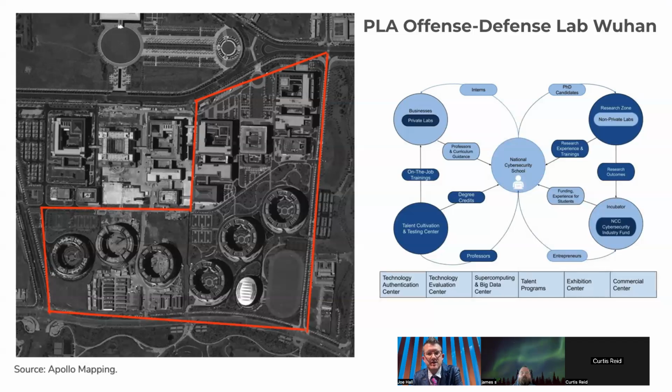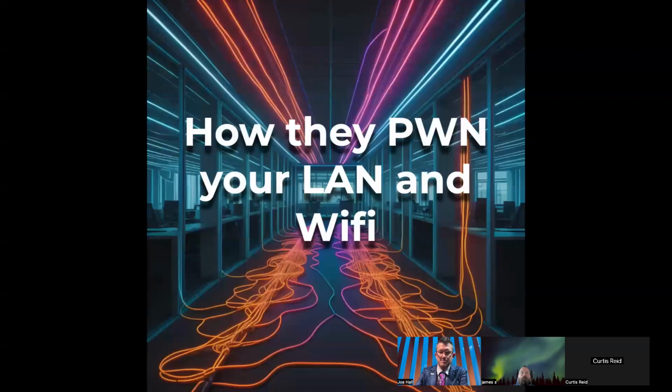They have an $80 million fab up here in the top left where they made their own hardware. So they're making chips, they're making controllers, they're making little battery devices, and they have an entire ecosystem where they train people in a national cybersecurity school, raise them up in incubators, give them startups, and then fund those startups through the government to allow them to go and be weapons. So how do they pwn your LAN and Wi-Fi?